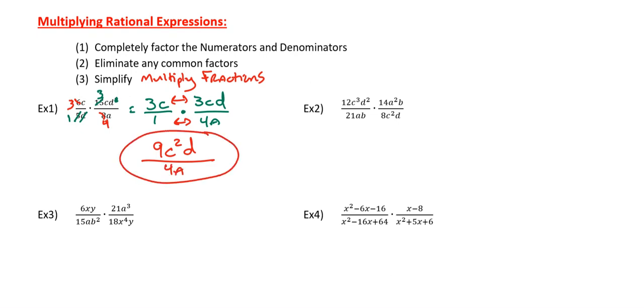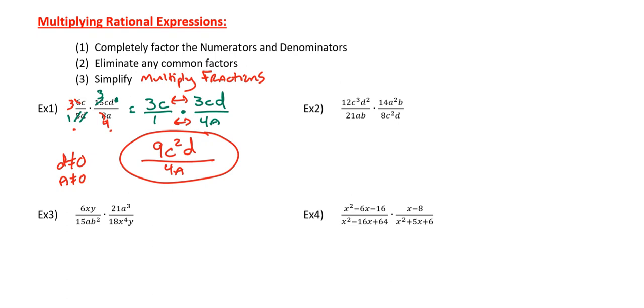Now we still have restrictions. This would still be d is not equal to 0 and a is not equal to 0, because those would make the denominator 0. Again, you don't have to list them every single time, but you do want to know them, in case I ask you if something's a solution. So always keep them in mind, but it's not a requirement to list them every single time.